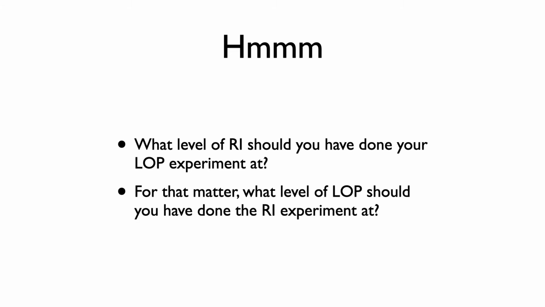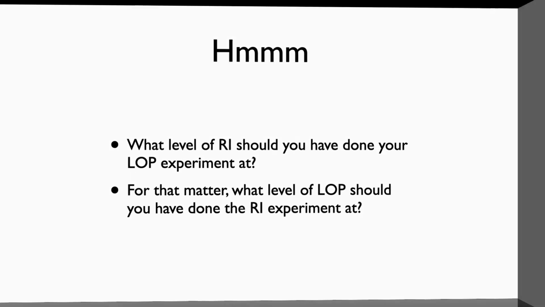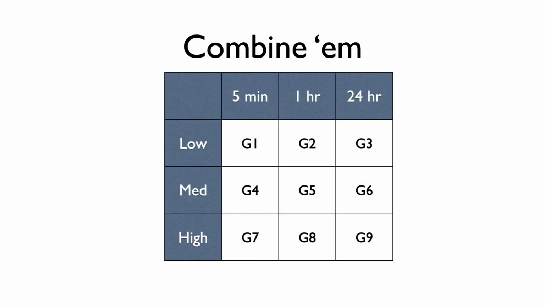So what we could do is combine the two, which is what we do with factorial analysis of variance. We have 5 minutes, 1 hour, 24 hours, and then low, medium, and high levels of processing, with different groups of people getting different levels of processing. That's how you do this experiment. You would do what's called a 3 by 3 factorial experiment.